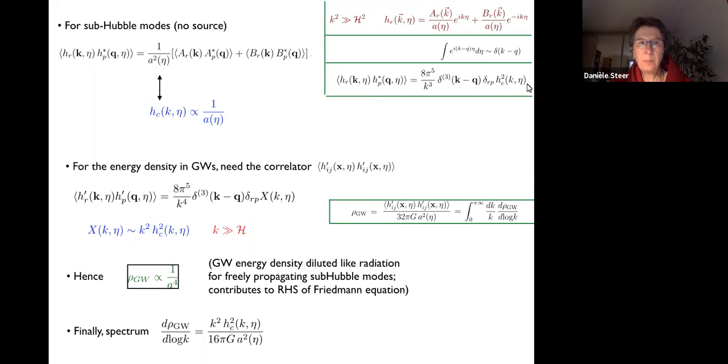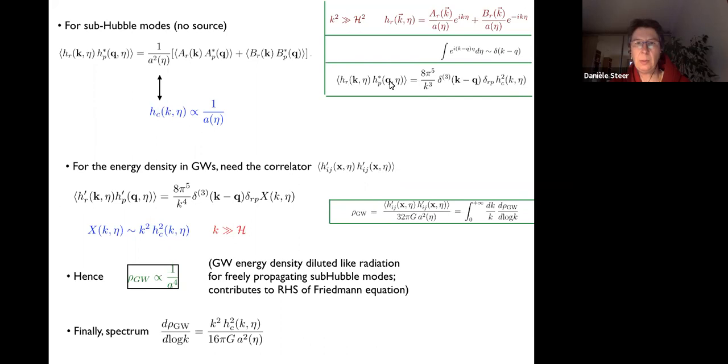So let's calculate this correlator for our free sub-Hubble modes. Because the aim is to estimate h_c, and then from there we can get the gravitational wave energy density. So let's start with the left-hand side, in which I want to substitute the expression for h_k here and h_p star.